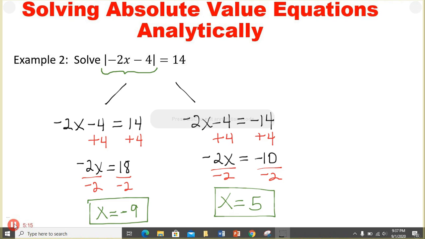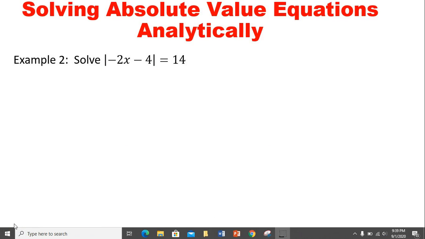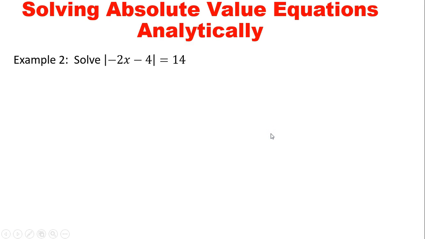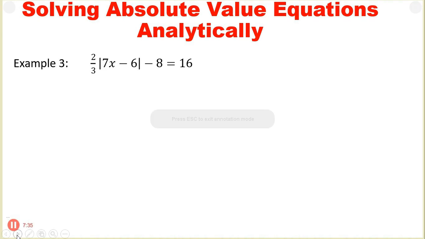Let's do one more. Okay. So again, we need to start by isolating. So the first thing I'm going to do in order to isolate is add that constant value. So I'm going to add the 8. We cannot separate until we isolate. That's really important.